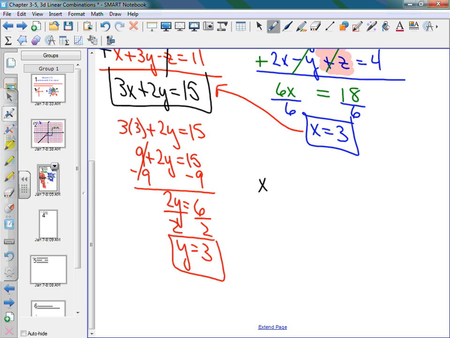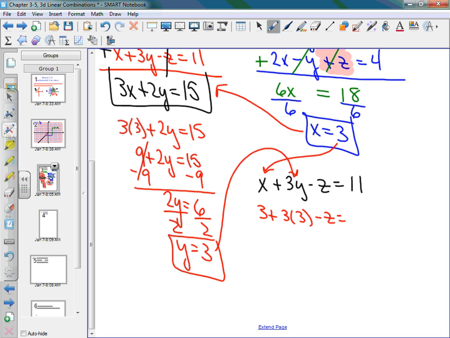Can someone please read that second one to me? x plus 3y minus z equals 11. Thank you. So that's one of my original 3 equations, and I plug in what I know. I plug in y and x. So 3 plus 3 times 3, 3 plus 9, 12 minus z is equal to 11.